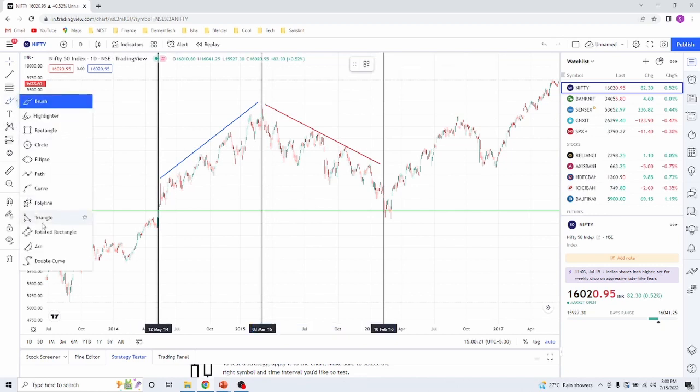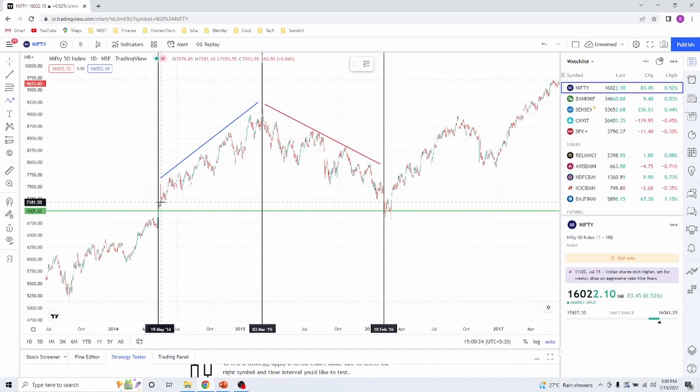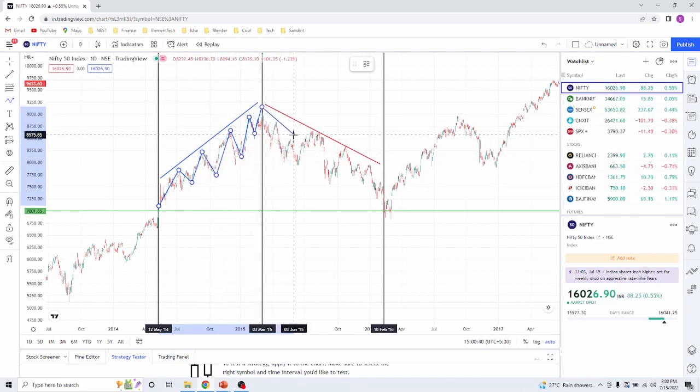So if I try to draw that, I'll take the path tool here and try to connect some significant points. So this is a low point, this is a high point, again a low point, high point, low point, high point, again a low point, high point, low point, and a high point. Once you're done drawing your path, you can hit Escape to finish the path.